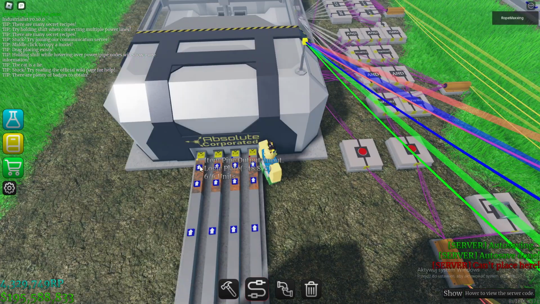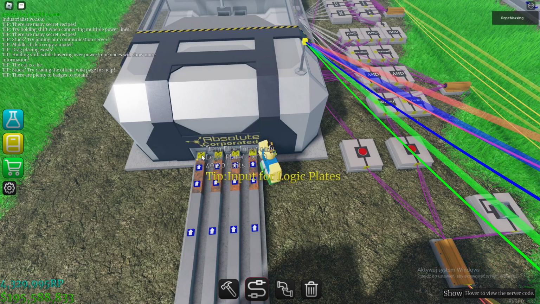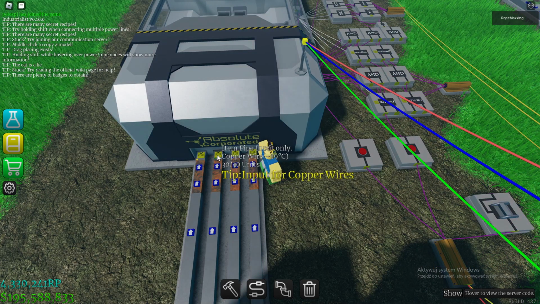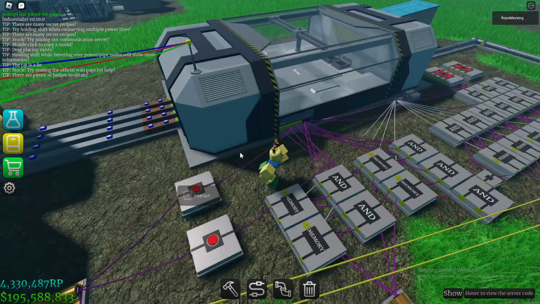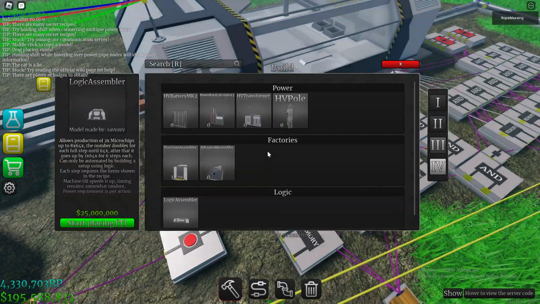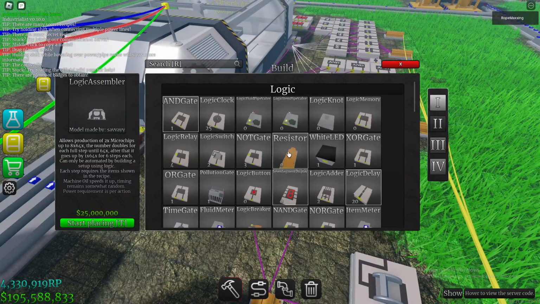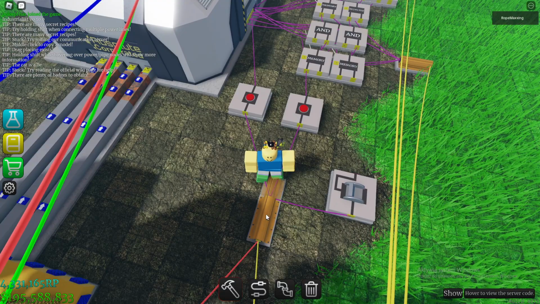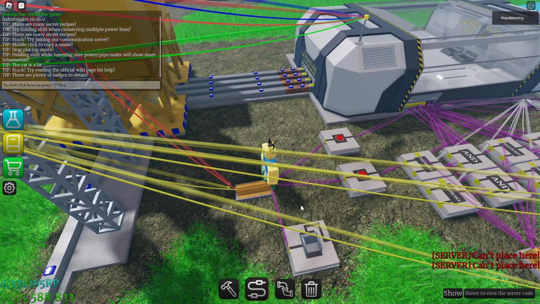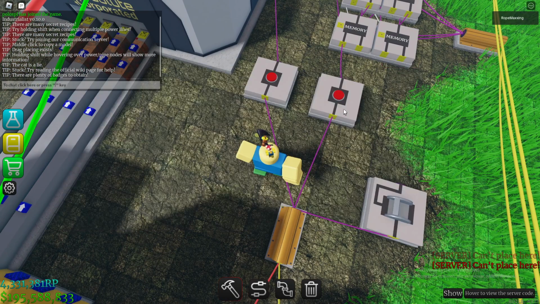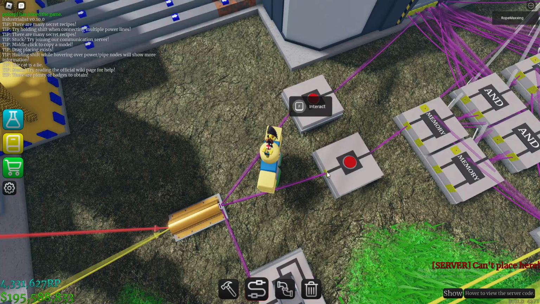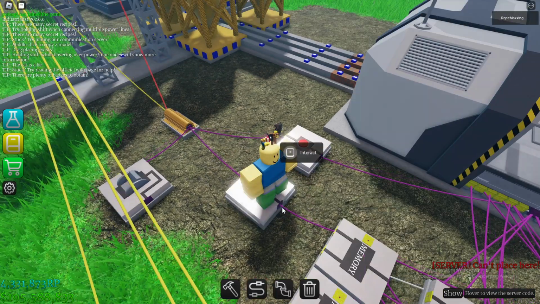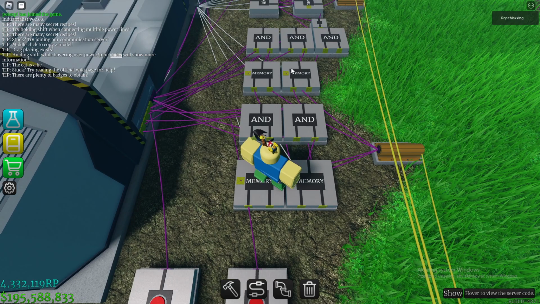Then after that, connect the leftmost input, the first input, with the logic plates, the second input with the copper wires, the third with semiconductors, and the fourth with gold wires. After that, go into the first tier, place a resistor, connect the resistor with power, then place a logic button and connect the resistor into the logic button input, and then start placing all of this stuff.